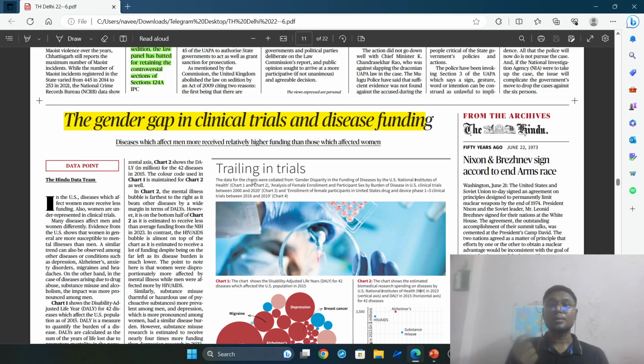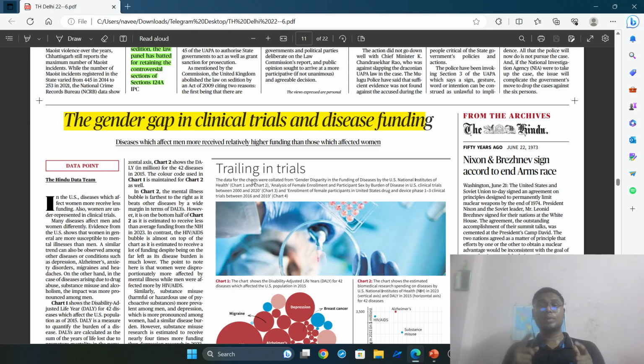According to the IMF chief, Christine Georgieva, she said if we close the gender gap in India, India's GDP will grow by near about 17%. It will increase by 17%. So that's the potential which women have.